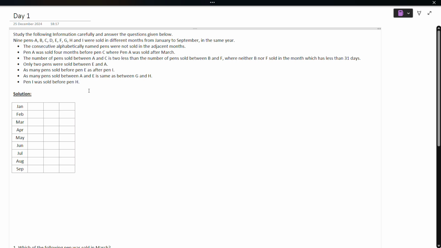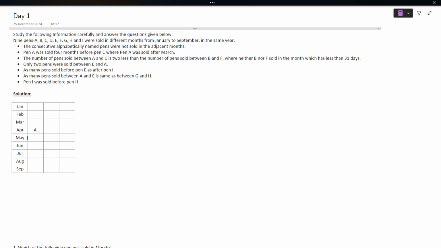Let's go one by one. I have a table here mentioning the months from January to September. Pen E was sold 4 months before pen C, where pen A was sold after March. So pen A was sold after March. Pen A can be here. If C is here, then the pen C will be sold a month after the pen A.